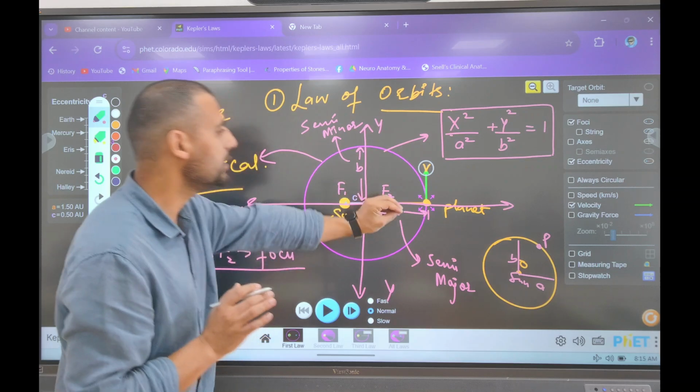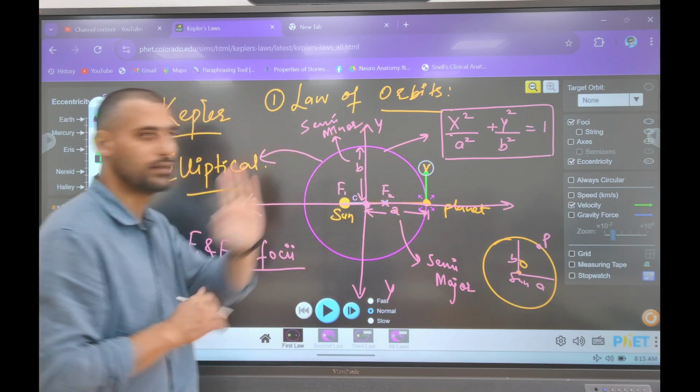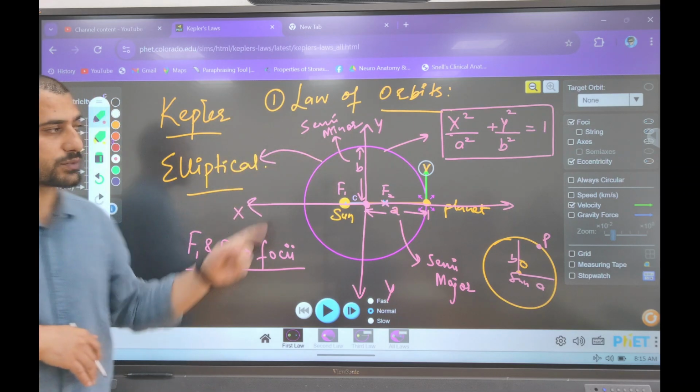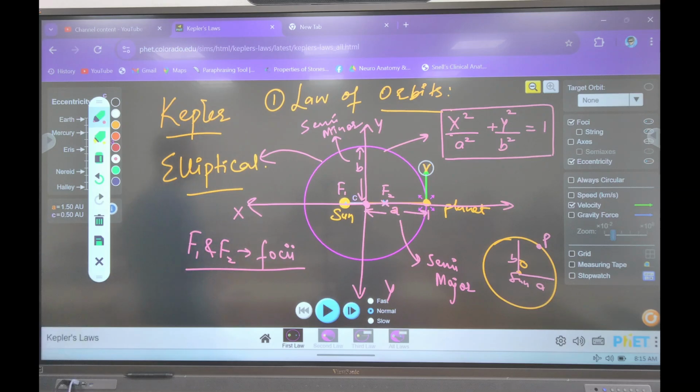Now, when you see the planet revolving around the sun, very important. Should I take a picture of this, because I want to show you the simulation now.